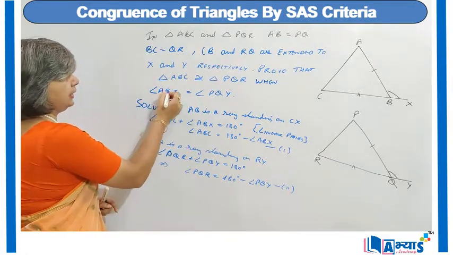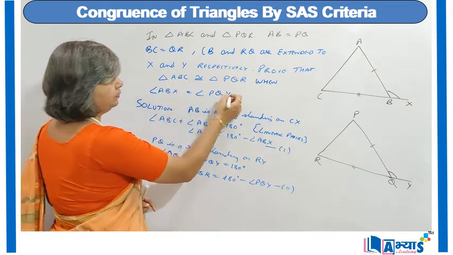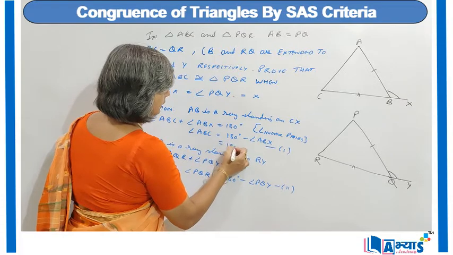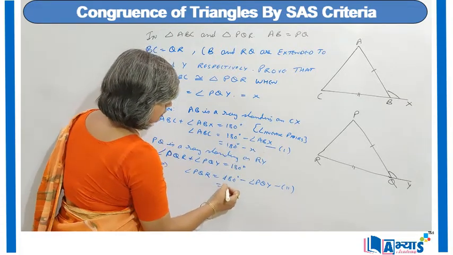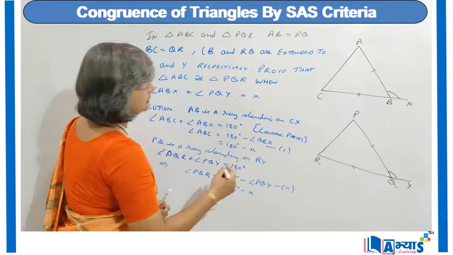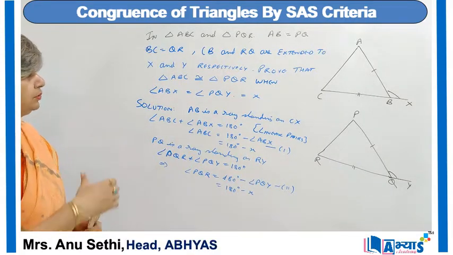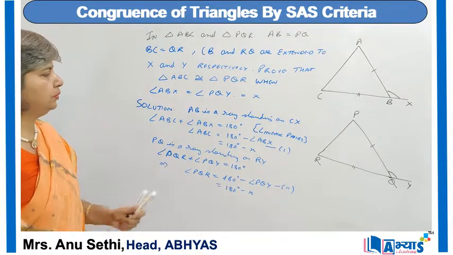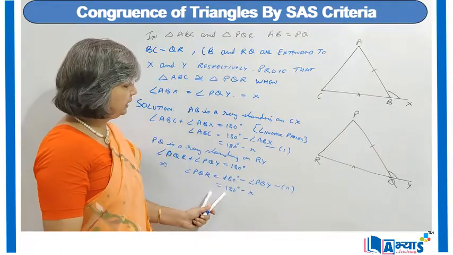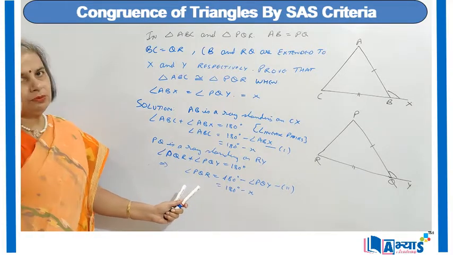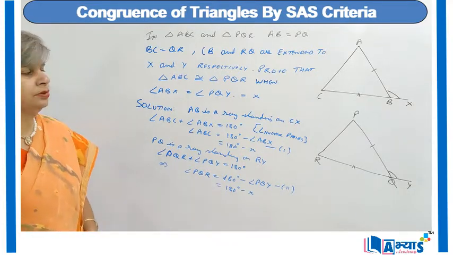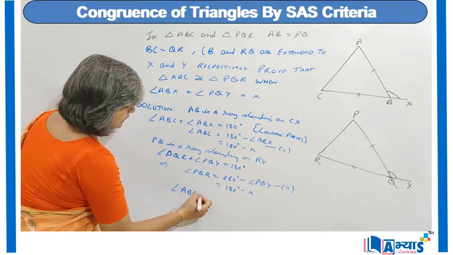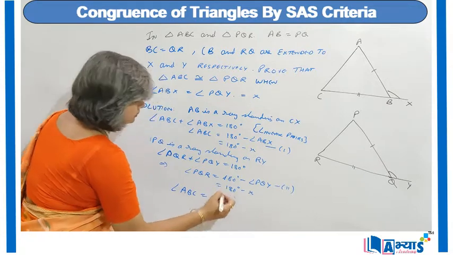But we know that angle ABX is equal to angle PQY, let us suppose equal to X. So we can say that angle ABC is equal to 180 degrees minus X, because both the angles are equal to X. Similarly, angle PQR is also equal to 180 degrees minus X. So from these two equations we can say that angle ABC is equal to angle PQR.